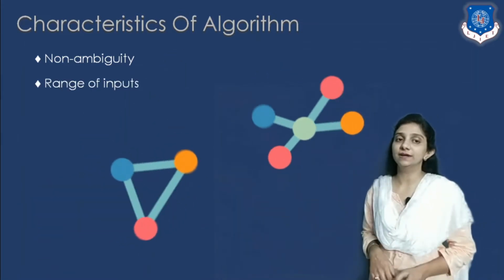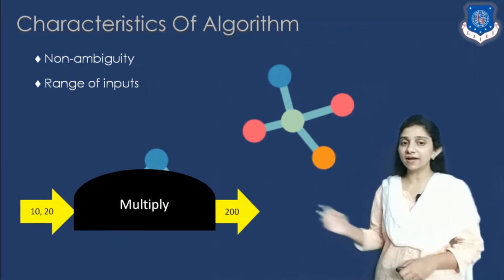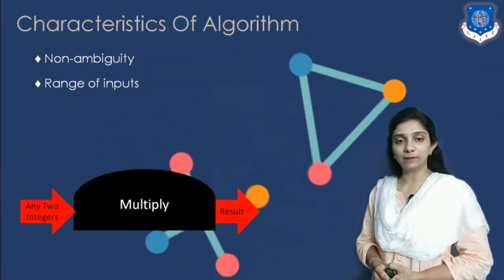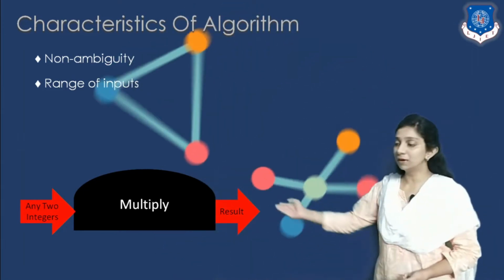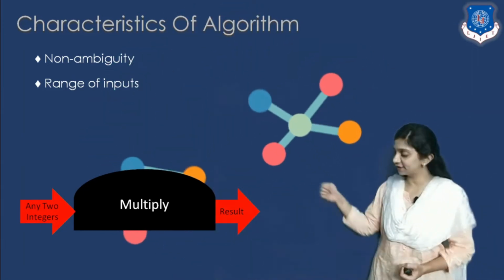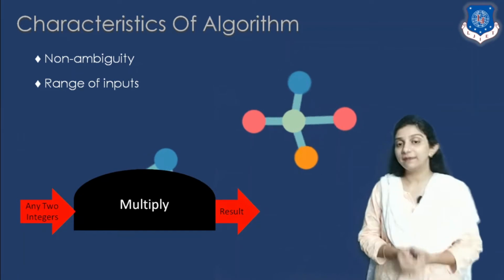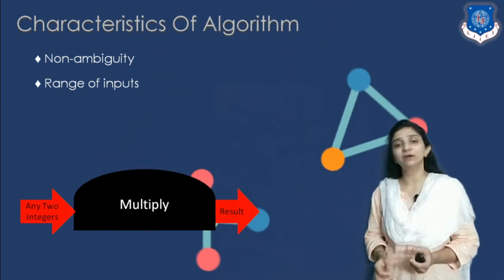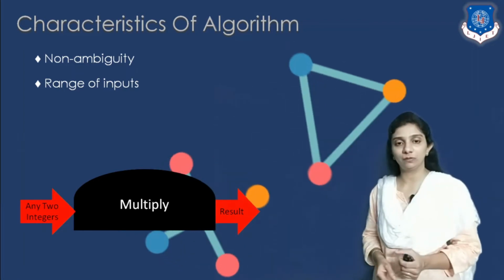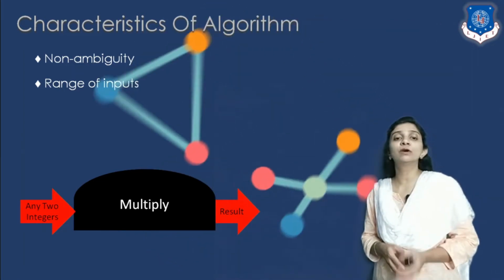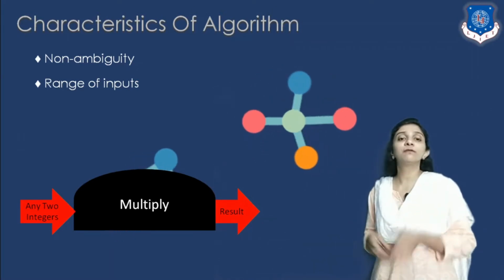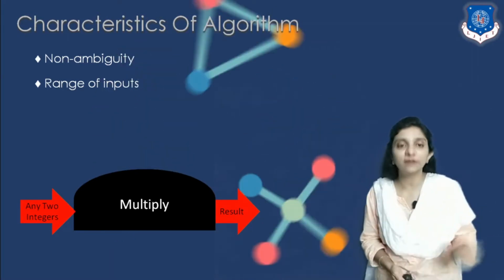The second property is range of input. Consider I have a multiply algorithm which takes 10 and 20 and produces output 200. But the same algorithm must take any two integers and produce a result. If my algorithm works for only one instance of input, it cannot be called an algorithm. So an algorithm works for a range of input. There is a finite set of input for which the algorithm produces correct output.